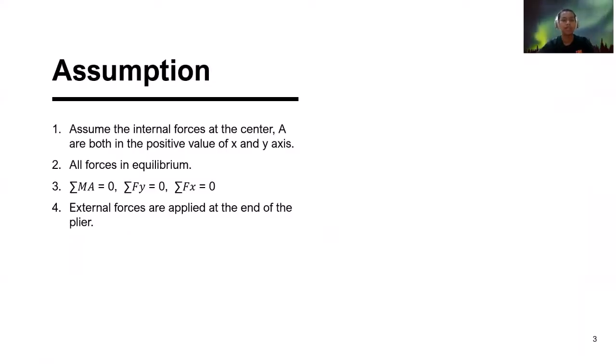The first part is assumptions. There are 4 assumptions that we need. The first one is we assume that the internal forces at the center A are both in positive value of x and y axis. Second, all forces are in equilibrium. And third, total moment is equal to 0. Total force in y-axis and x-axis is also equal to 0. And fourth, the external forces are applied at the end of the plier.